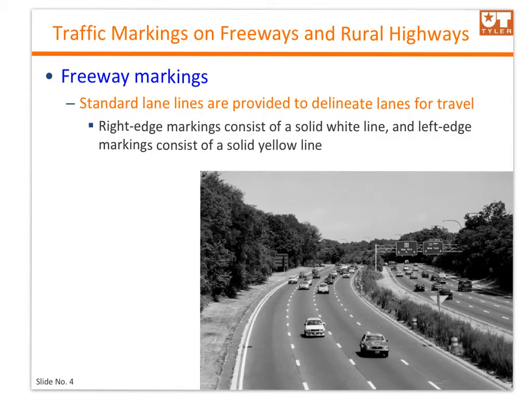So just by looking at a simple picture, as we could see here, there's a lot of marking on freeways to separate lanes in the same direction, to separate lanes from the shoulder on the right side, or to separate lanes by a yellow solid line on the left side, indicating that this is the furthest left lane in the same direction, and afterwards there is a different direction of travel.